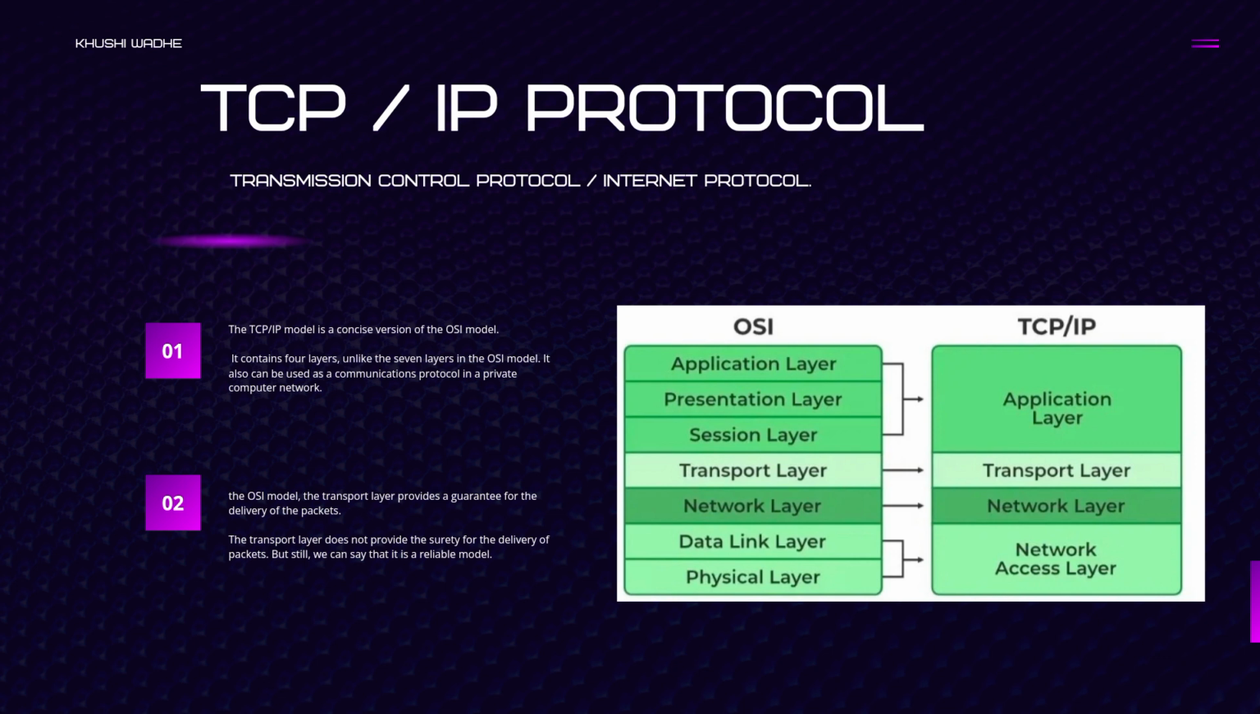In the OSI model, the transport layer provides a guarantee for the delivery of the packets, but in the TCP/IP protocol, the transport layer does not provide the surety for the delivery of packets, but still we can say that it is a reliable model.